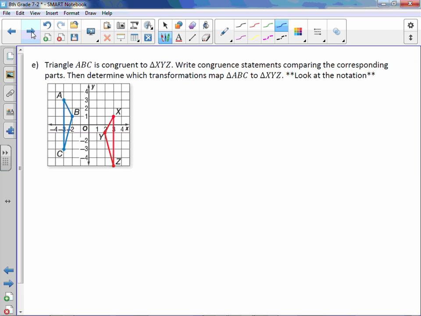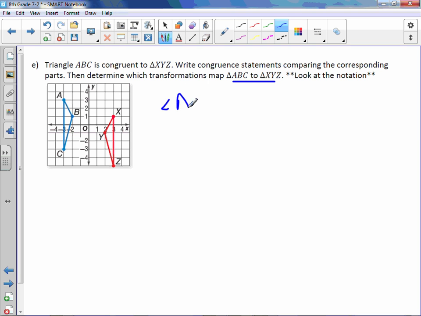Triangle ABC is congruent to triangle XYZ. Write congruent statements comparing the corresponding parts, then determine which transformation maps triangle ABC to triangle XYZ. Look at the notation. That is referring to the order of these here. It wants us to write the congruency statements. So here's the first one. I don't have to write it.